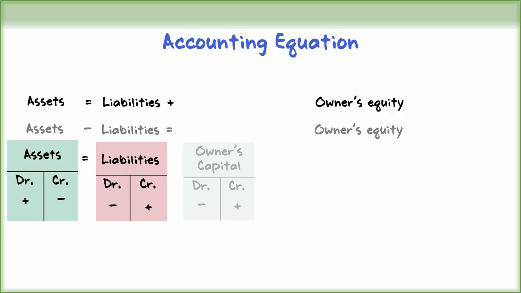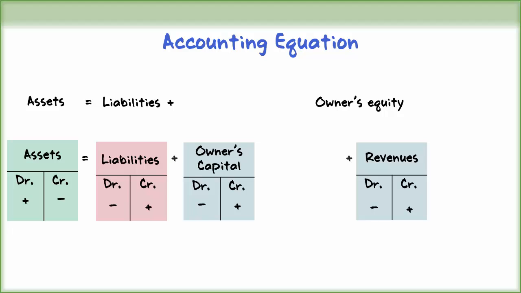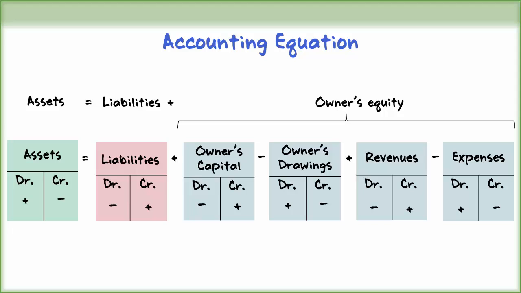In a business, owner's investments and revenues increase owner's equity. Both owner's capital and revenue have a normal credit balance. On the other hand, owner's drawings and expenses decrease owner's equity. Both owner's drawings and expenses have a normal debit balance. This is called the expanded accounting equation.